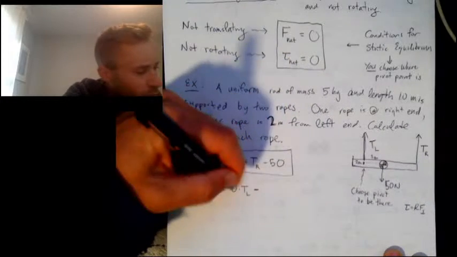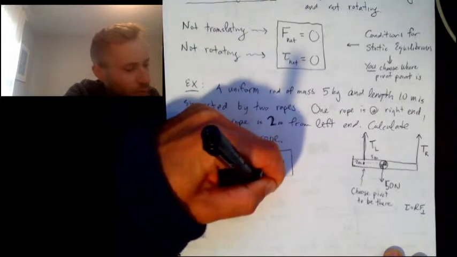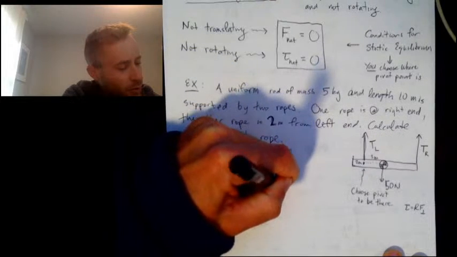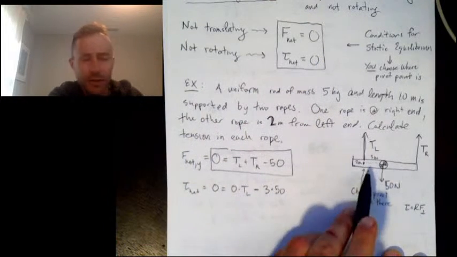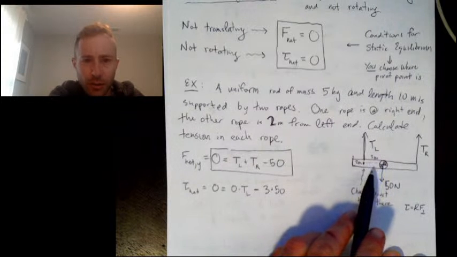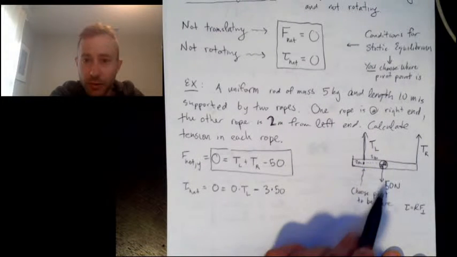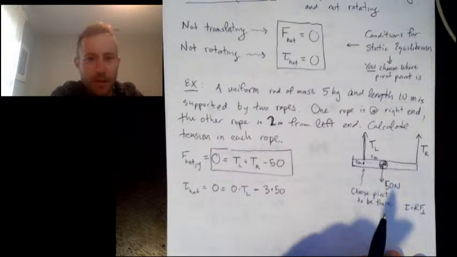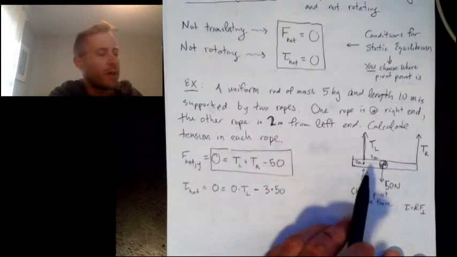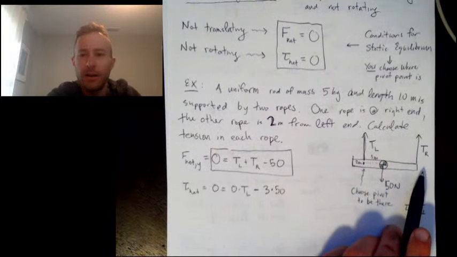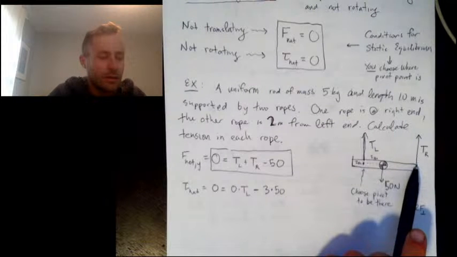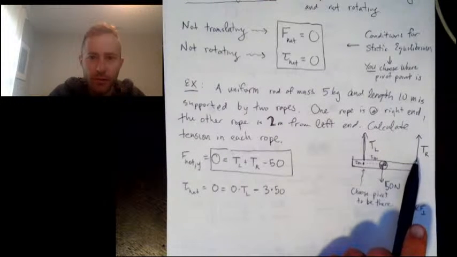For the gravitational torque, its distance from the pivot is 3 meters, and its force value is 50. Because the rod is horizontal, the gravitational force is perpendicular to that line, so I don't have to do trigonometry. Lastly, I have the torque due to the right rope.